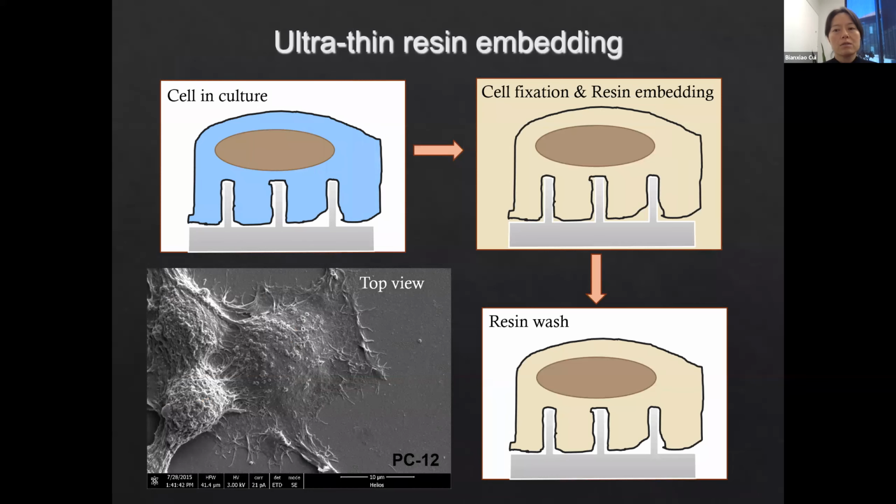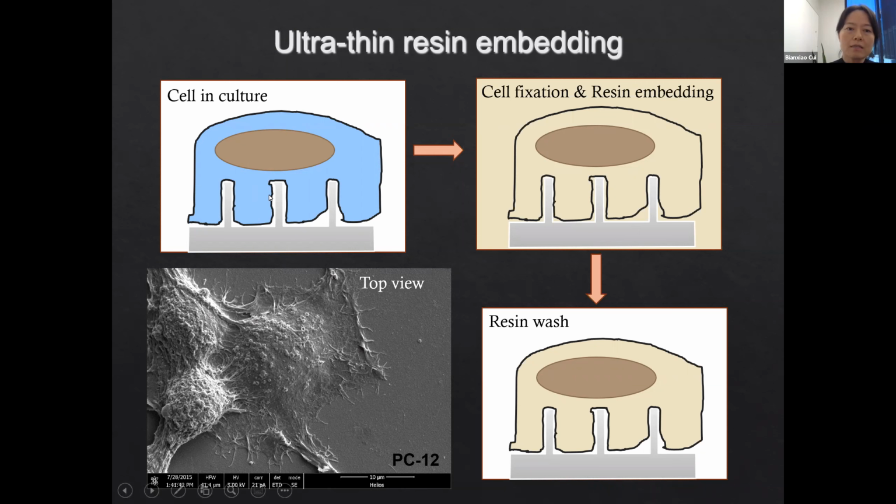We decided to use a totally different technique to look at the nanobar interface. In this case, we use FIB-SEM. It's called focused ion beam scanning electron microscopy. To use FIB-SEM to look at the nanobar interface, the first thing we need to do is embed the cell in resin, but in a very thin layer of resin, not like TEM resin, which is a big block and requires thin sectioning.